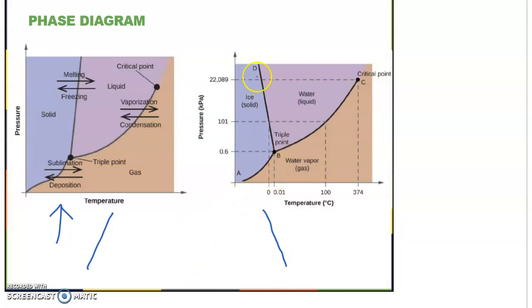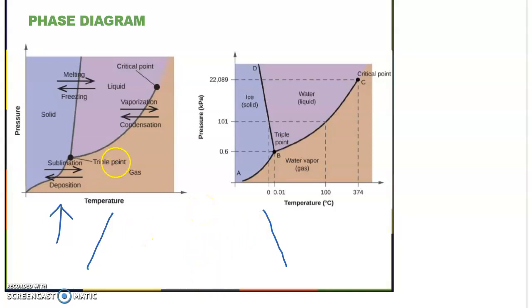When the line goes to the left side, that means for water, if you freeze the water, you are going to have a higher volume. That's why the ice floats on water. And there are other very special properties based on these phase diagrams.